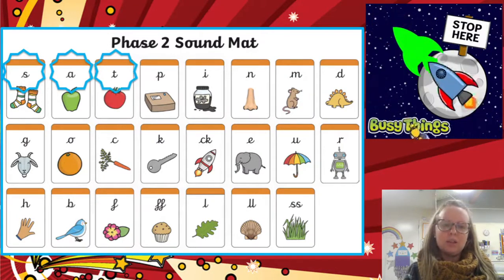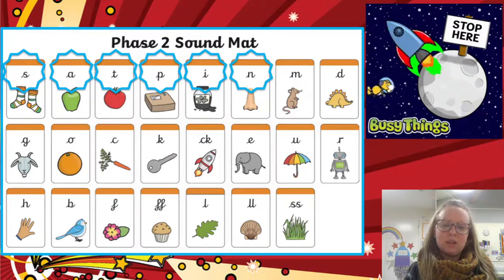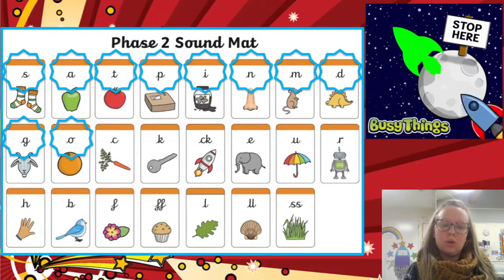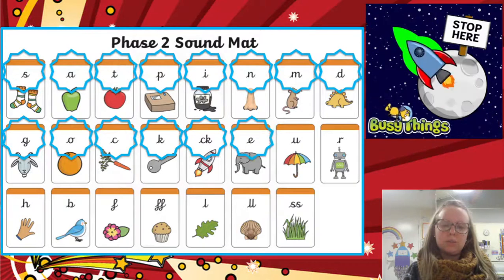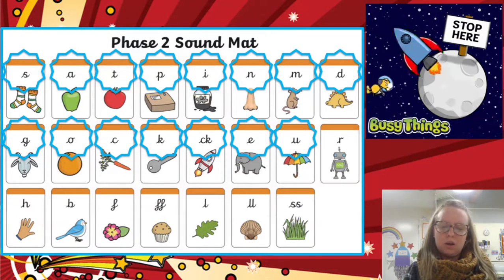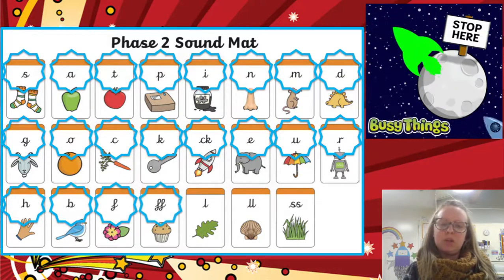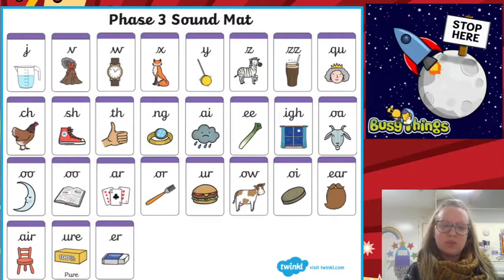S, a, t, p, I, n, m, d, g, o, k, e, a, r, h, b, l, s, and on to our phase three sounds.